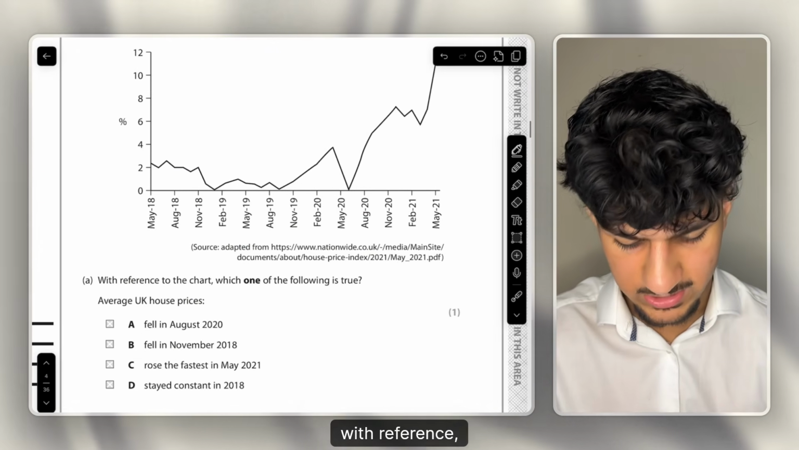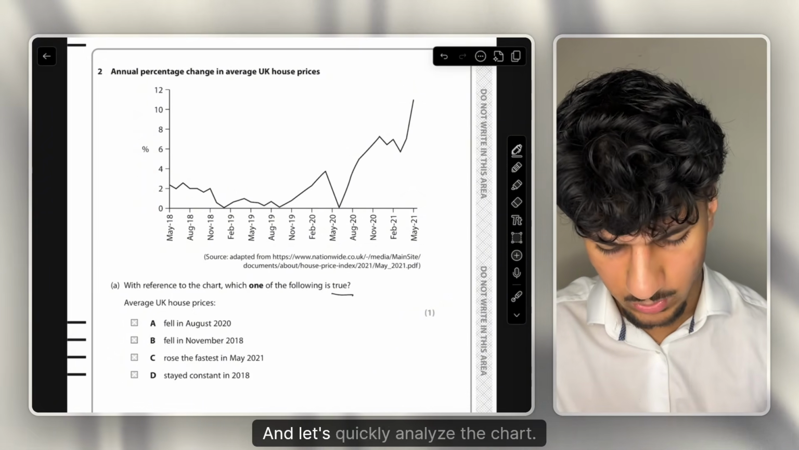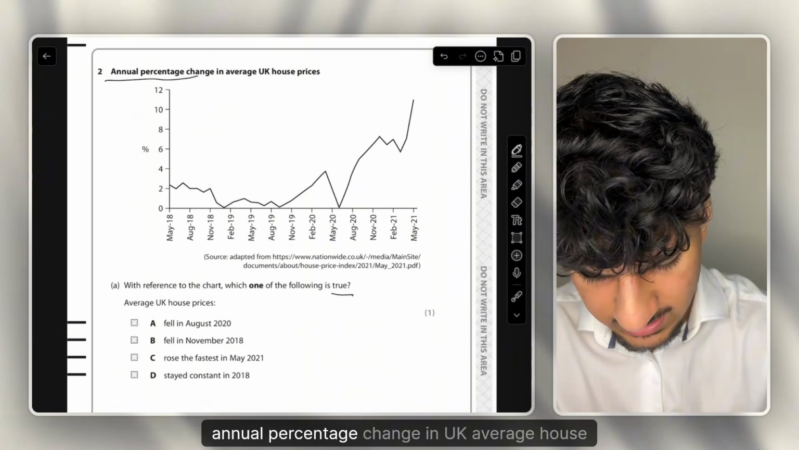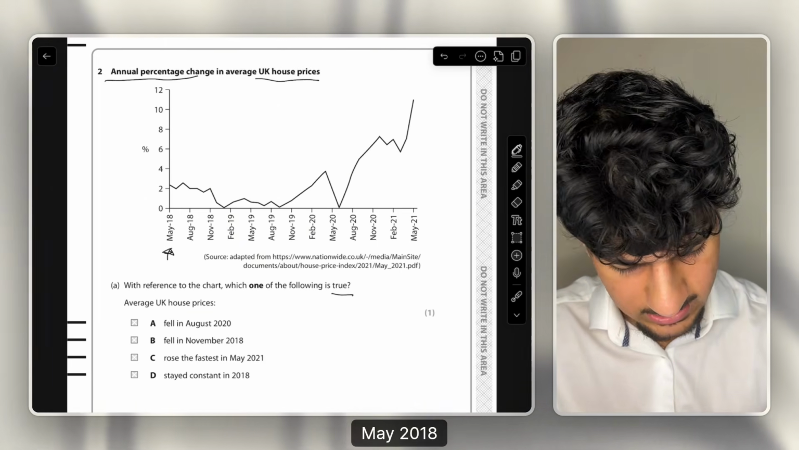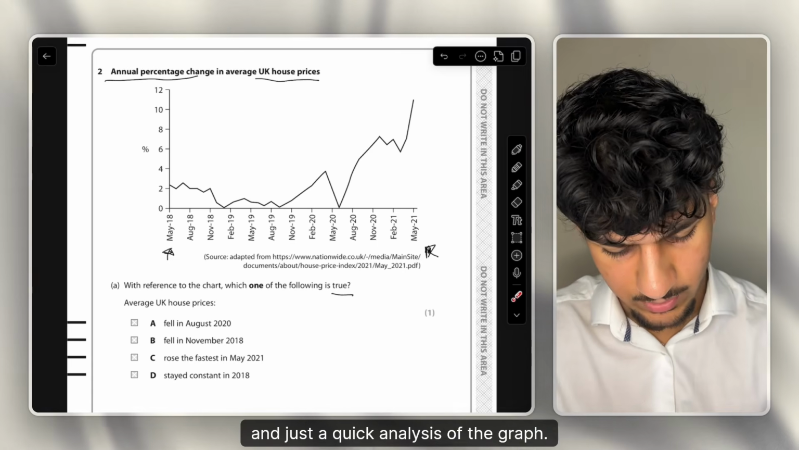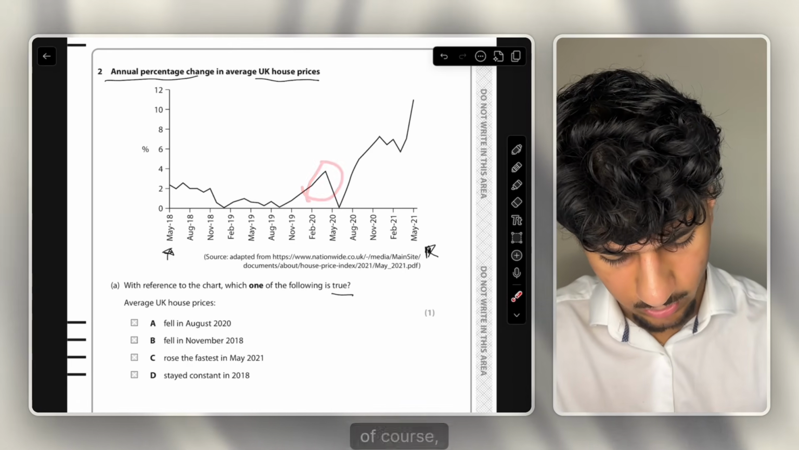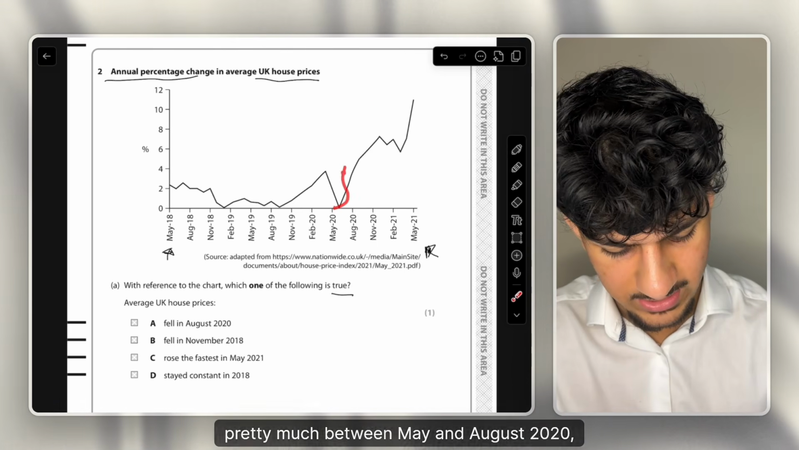So with reference, let's go straight to the question. With reference to the chart, which of the following is true? And let's quickly analyse the chart. So annual percentage change in UK average house prices. We start from May 2018 to May 2021. And just a quick analysis of the graph, we see a spike here, and we see, of course, pretty much between May and August 2020, there's a massive spike.